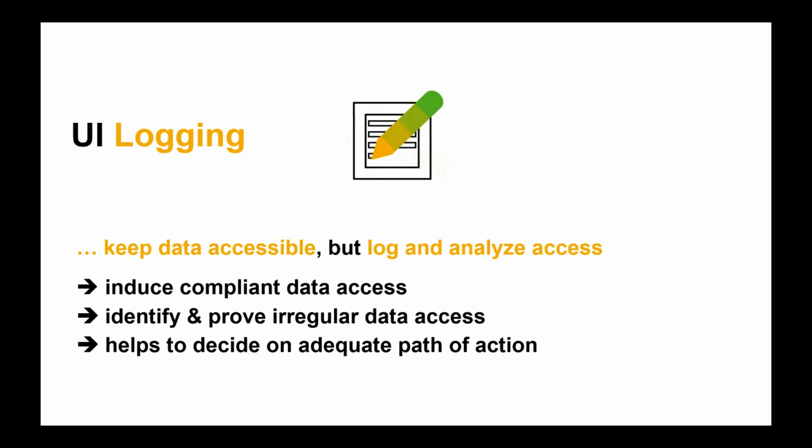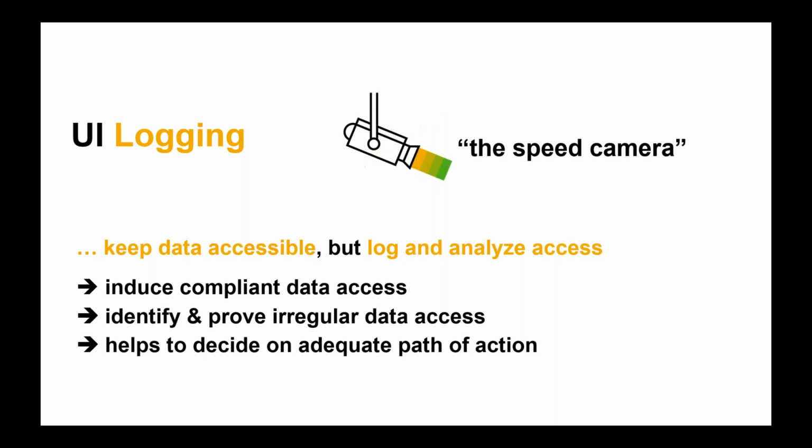That said, UI logging basically is more like a speed camera. Masking was a speed limiter that limits you down. Logging is the speed camera. You can drive by the camera as fast as you like. However, if you're too fast, there is probably going to be a nice snapshot, a nice photo of you, and somebody may come knocking on your door and asking what you have been doing.